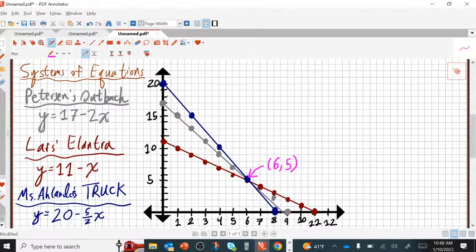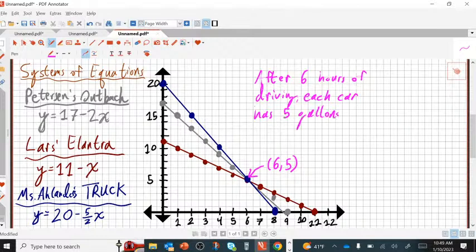Okay. Can I get you back up here in 5, 4, 3, 2, 1? Caitlin, what is the significance here? What does 6 and 5 have anything to do with trucks and gas and road trips? That is exactly right. This means, got a pencil? Absolutely. After 6 hours of driving, each car has 5 gallons left.